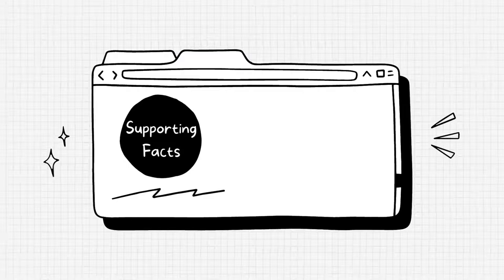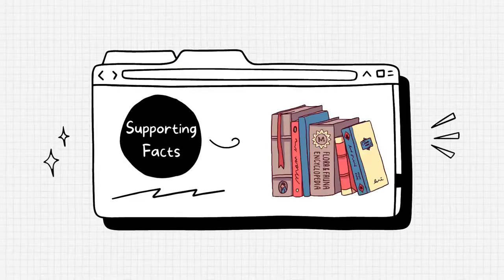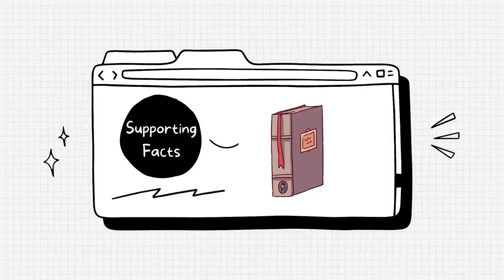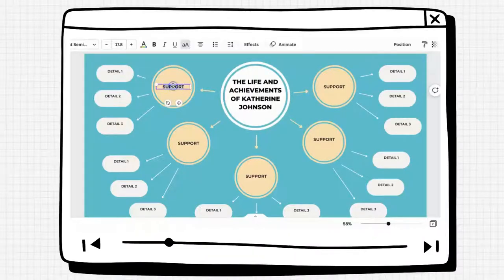On to supporting facts. In your resources, the supporting facts can come from topic sentences, headers, or from ideas that are repeated. Using our example of Katherine Johnson, some supporting facts can include her childhood, her education, where she worked or her career, her achievements, and the obstacles that she had to overcome. I am selecting and changing the text in each of these boxes the same way I did for the main idea.